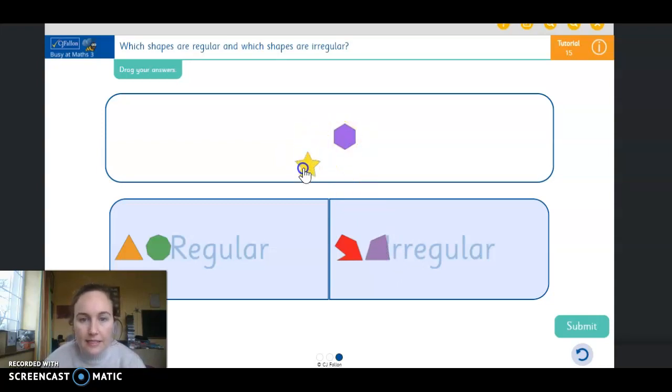And a star. What do you think about a star? Its sides are straight, they're all the same length, and the angles are the same, and it is symmetrical. So into the regular. Here we have our hexagon again, similar to the octagon, but the octagon has 8 sides and the hexagon has 6 sides. They're all straight, they're all the same, and the angles are all the same, and it's symmetrical. So into the regular it goes.